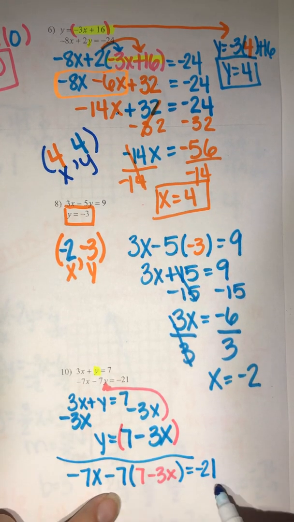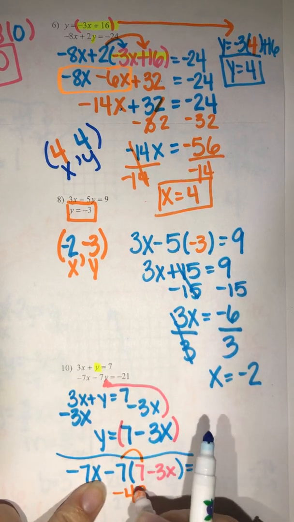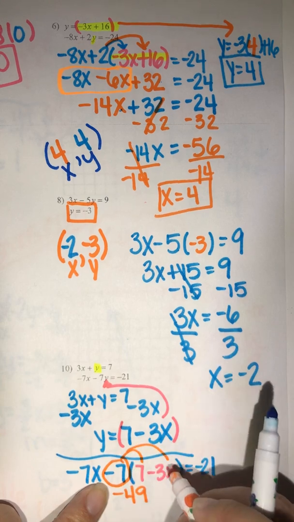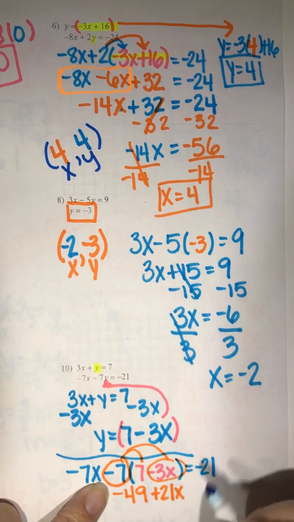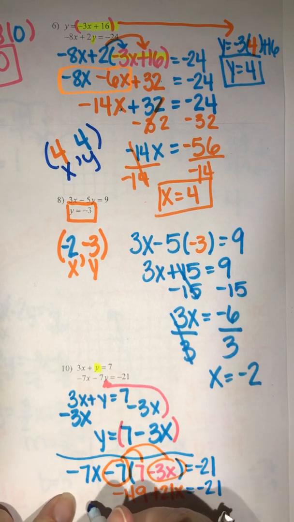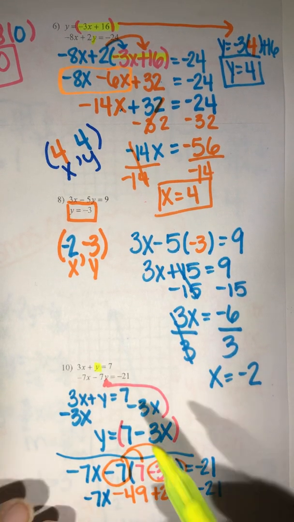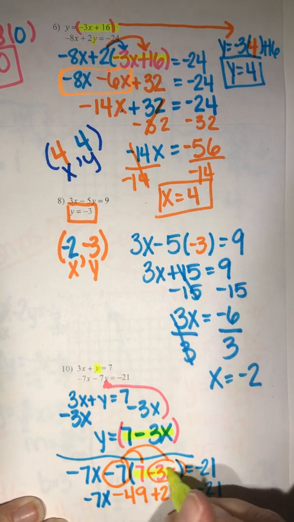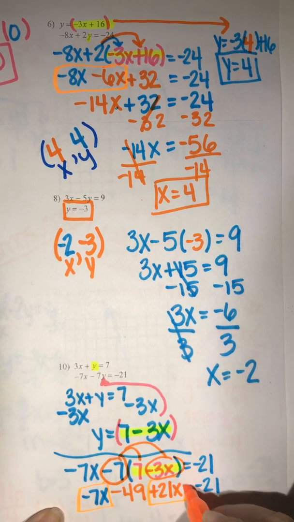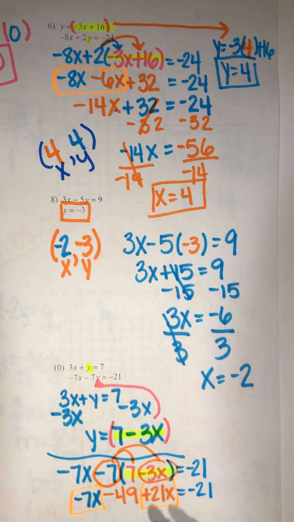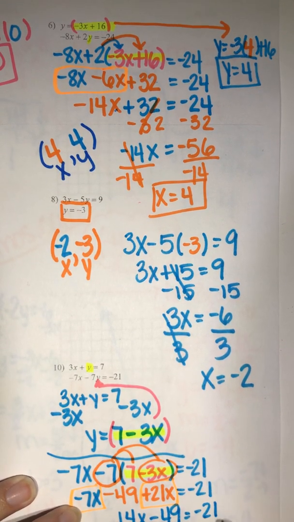So now I'm going to distribute to solve this equation. Negative 7 times 7 is negative 49. And again, negative 7 times negative 3x is a positive 21x. And then I'm going to bring down my equals negative 21 and my negative 7x because I didn't touch those. Now I need to combine like terms. My like terms are negative 7x and positive 21x. So when I put them together, it's 14x minus 49 equals negative 21.